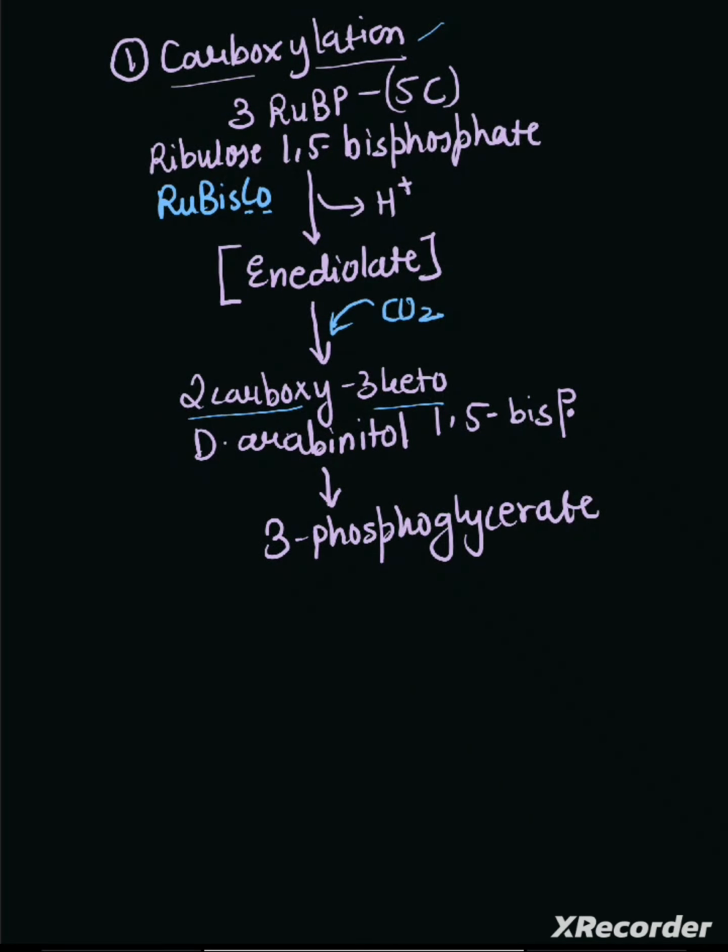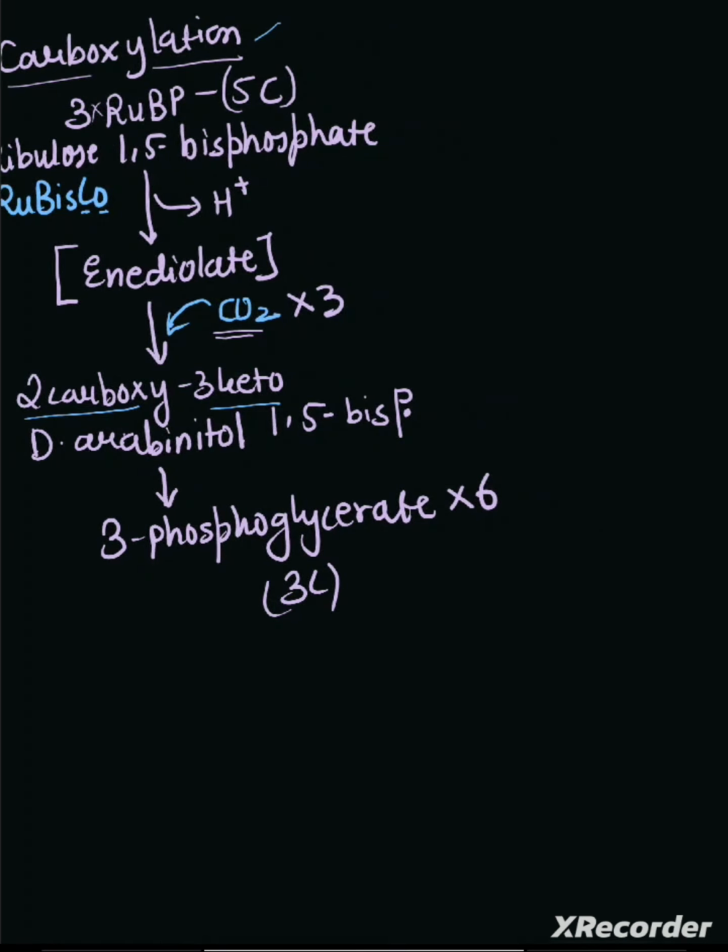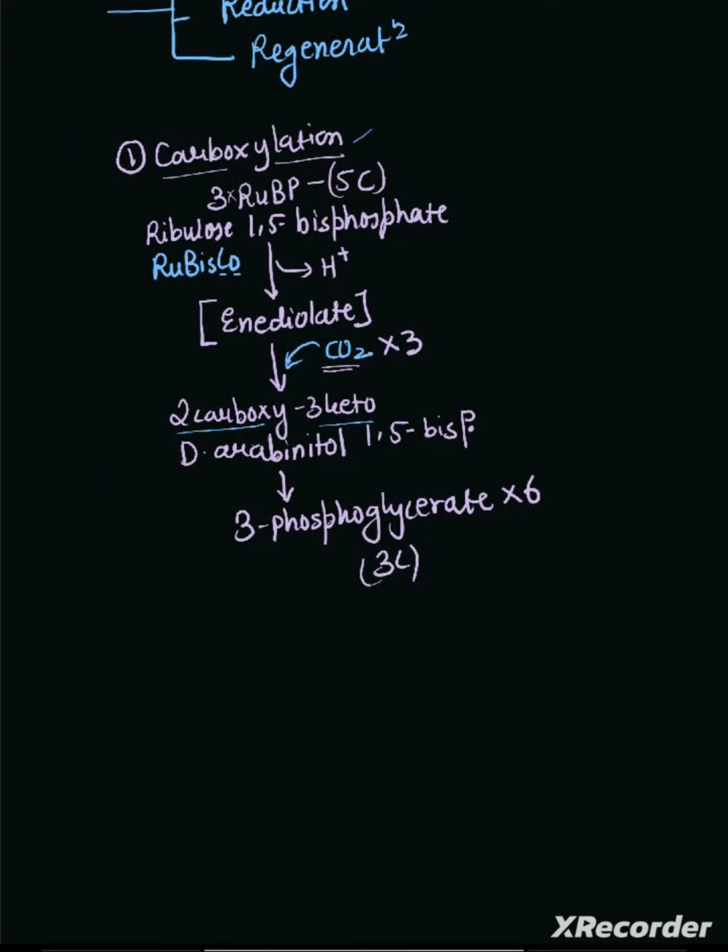Now, how many phosphoglycerates do we get here? Since we are using 3 molecules of RuBP in the start, which are 5 carbon each, and then we are adding carbon dioxide, 3 molecules of carbon dioxide should be used. So 1 RuBP uses 1 carbon dioxide molecule. So for 3 RuBPs, we need 3 carbon dioxide. Overall, in this whole chain, we have 18 carbons. From these 18 carbons, we can rearrange them, and this 3-phosphoglycerate is a 3-carbon compound, and we get 6 molecules of 3-phosphoglycerate in the carboxylation reaction.